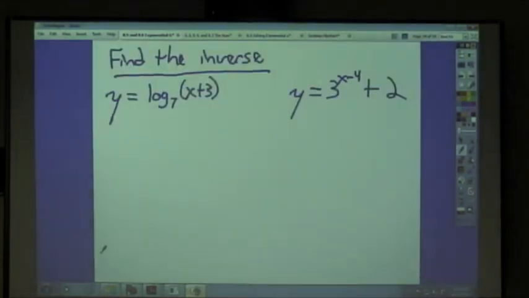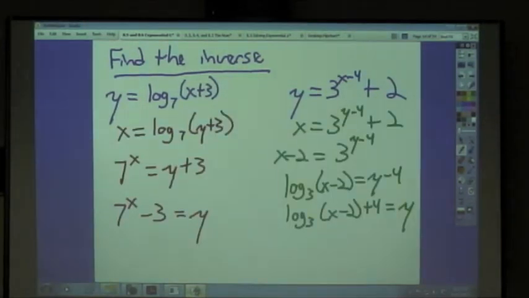All right, here's your next question. On this one, you're going to be finding the inverse of both of these functions. So there are 2 questions here, 2 points involved in this. Make sure that you remember what we talked about in the last chapter about finding the inverse of these 2 functions. Pause it. All right, so here's your answers.